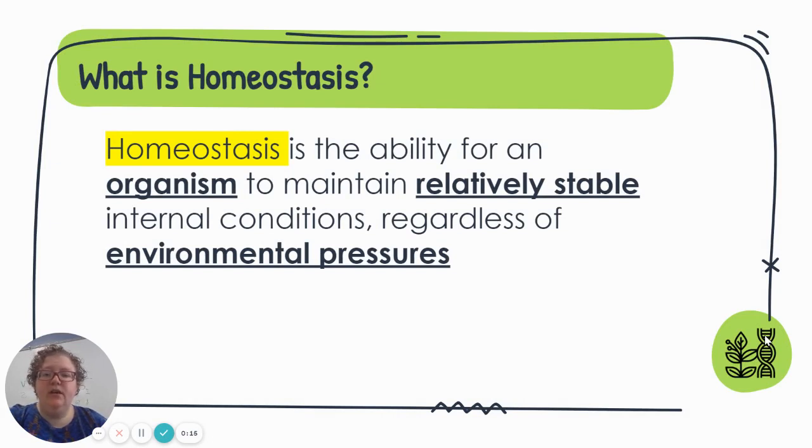Homeostasis is the ability for an organism to maintain relatively stable internal conditions regardless of environmental pressures. So that means whatever conditions an organism needs internally, like inside of their body, homeostasis is going to help maintain those certain conditions to help the organism live.